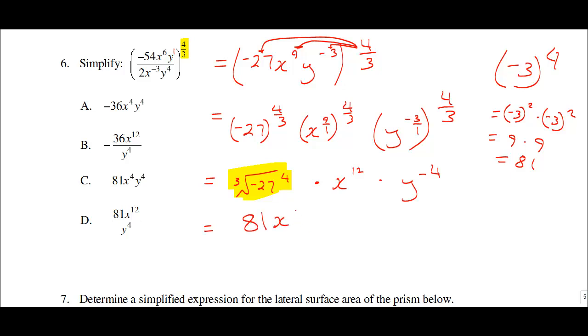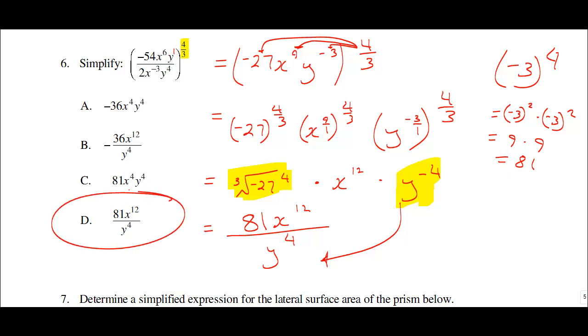Then we have the x to the 12th all over y to the 4. Now you might ask, why did this go down into the denominator? The reason this slides down is because it has that negative exponent. Remember, in order to get rid of a negative exponent, we take the reciprocal of it. In this case, the reciprocal ends up putting it down in the denominator. And as a result, I think we have D.